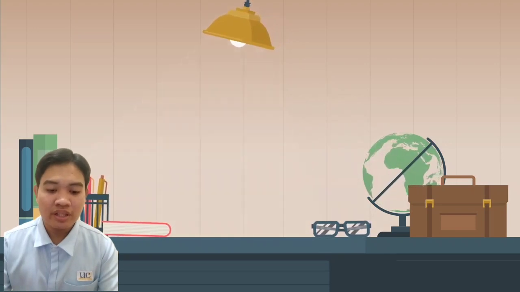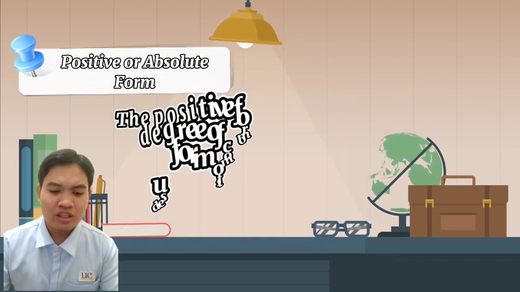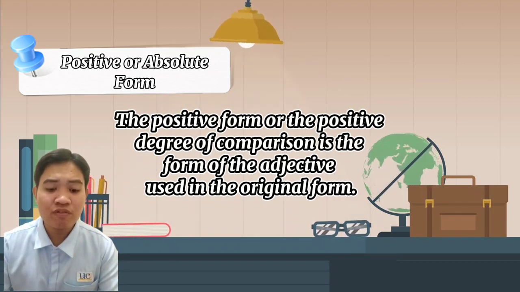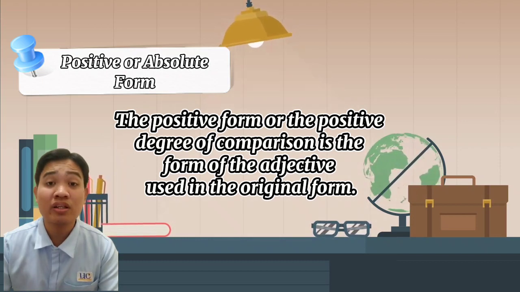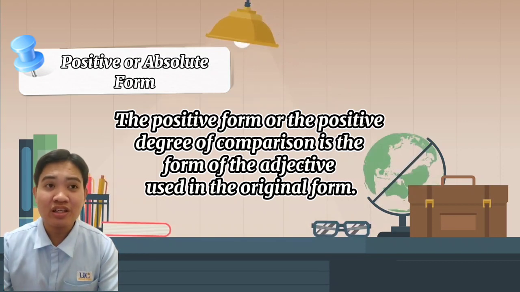So first, the absolute or positive form of adjectives. The positive form, or the positive degree of comparison, is the form of the adjective used in its original form. So here in the positive or absolute form, it is just the original form of the word. There is also no comparison in the sentence. So plainly, the adjective is just in its original form. There is no word added to the adjective.